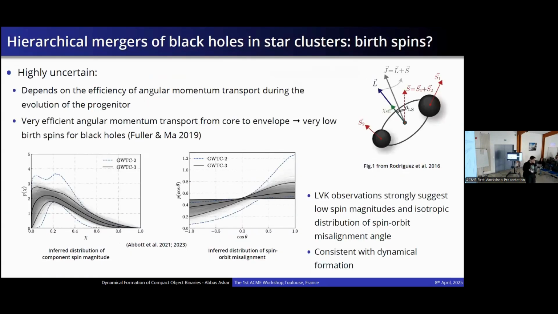And the birth spins of black holes are highly uncertain as well. There are some studies suggesting that you can have efficient angular momentum transport from the core to the envelope in the final stages of the formation of the black hole. And in that case, you can get low birth spins.